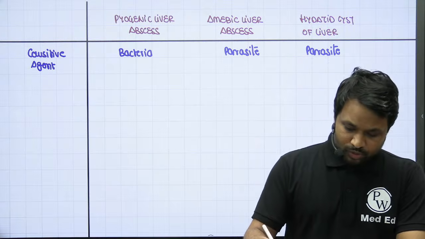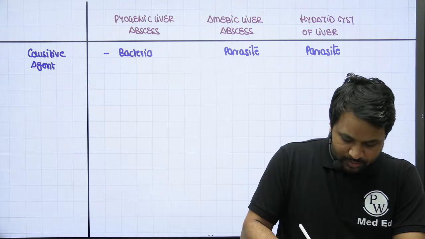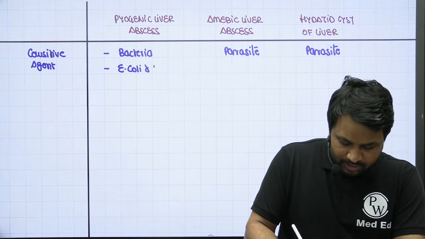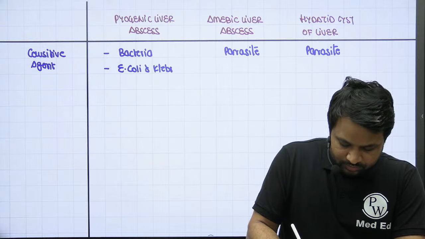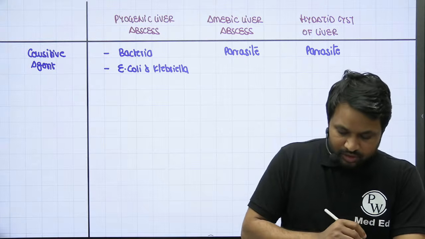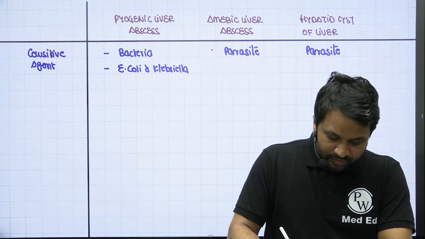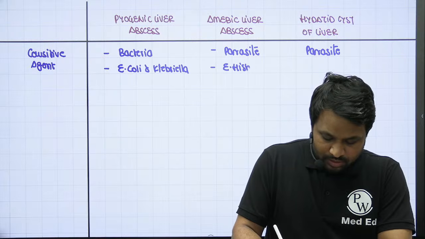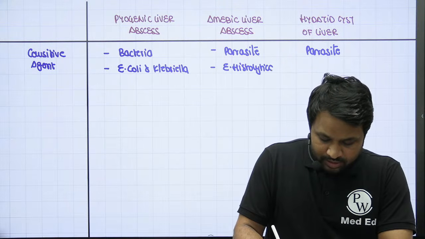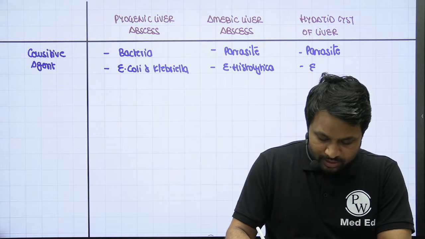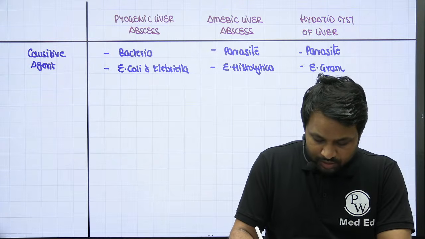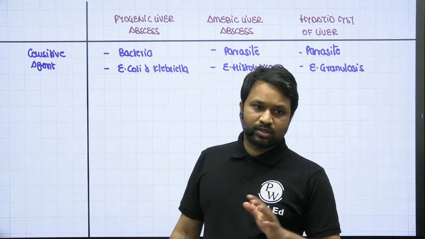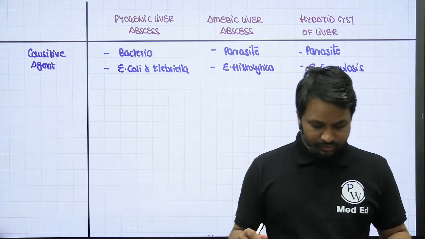When you look at the most common organisms responsible, pyogenic liver abscess is usually caused by E. coli and Klebsiella. Whereas amoebic liver abscess is caused by Entamoeba histolytica, and hydatid cyst is caused by Echinococcus granulosus. That's the causative agent, right?